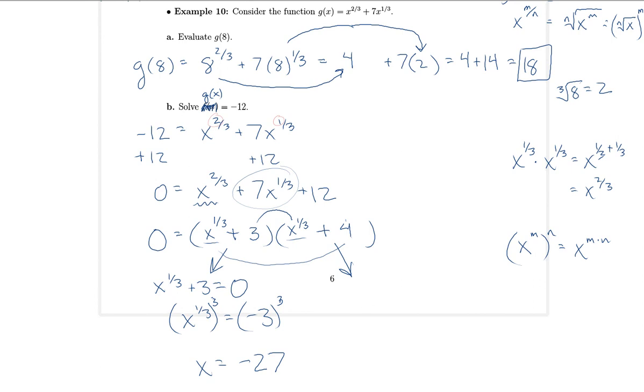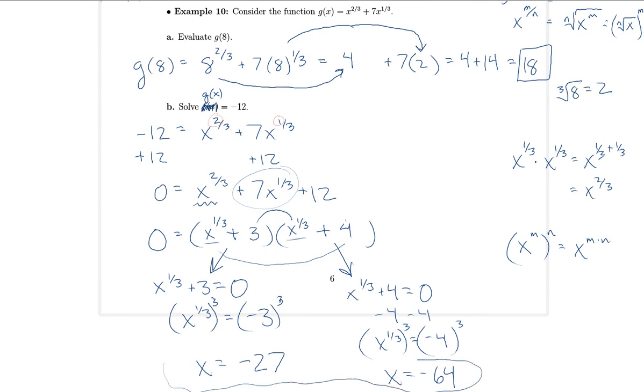And we can do the same thing here. x to the 1/3 plus 4 equals 0. Subtract 4 from both sides. Then I can raise both sides to the 3rd power. So x equals -64. So those are my two solutions in trying to solve g of x equals -12.